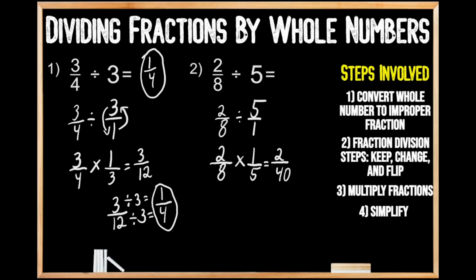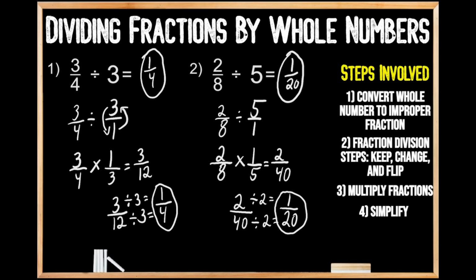Now we're going to move on to step number 4, where we're going to simplify. In this case, both 2 and 40 are multiples of 2, so we're going to divide both the denominator and the numerator by 2 to simplify this fraction. When we divide 40 by 2, we get 20, and when we divide 2 by 2, we get 1, for 1/20. So when we divide 2/8 by the whole number of 5, we get the fraction of 1/20 when written in its lowest possible terms. Hopefully by now you understand the steps involved when dividing a fraction by a whole number.